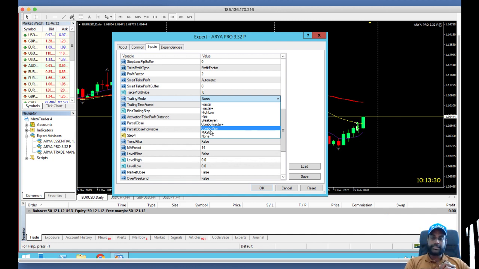If your trading strategy is based on trading modes, for example, when the market drops by 50 points, you want ARIA to put your stop at break even because you don't want to lose any more position and you want to secure your position. You can do it like this. You put trading mode on, for example, break even. You put also an activation take profit distance.